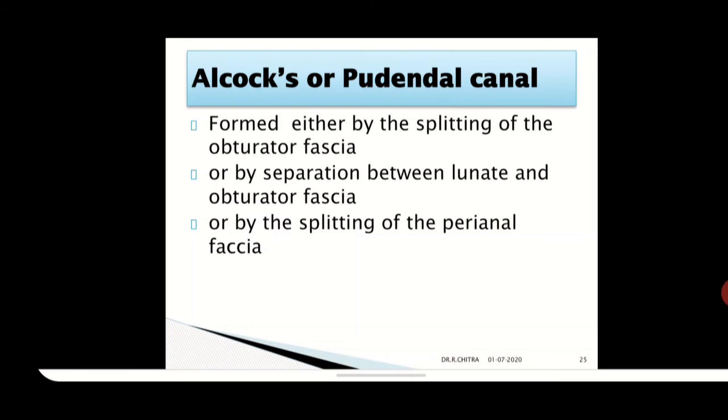How is this canal formed? They are telling it forms by three ways. Formed either by the splitting of the obturator fascia, since the obturator fascia is in the lateral wall, so it has split; or between the lunate and the obturator fascia; or by the splitting of the perianal fascia.